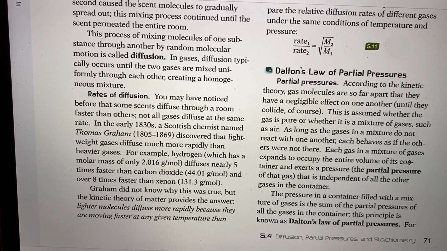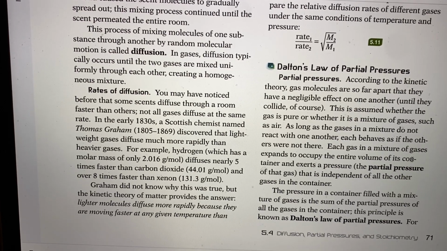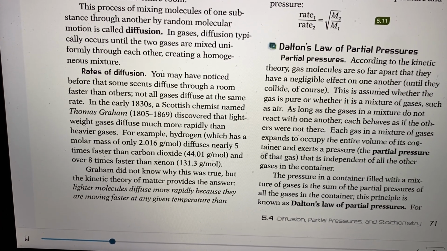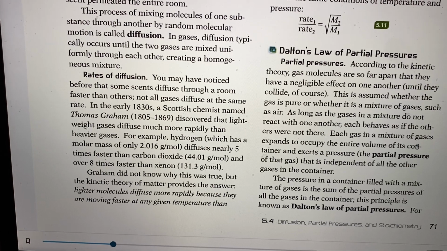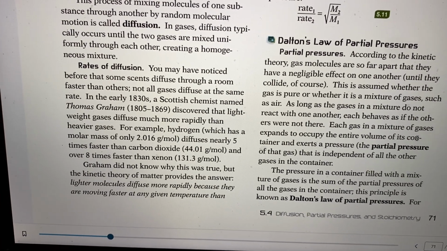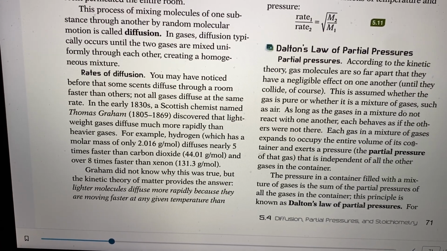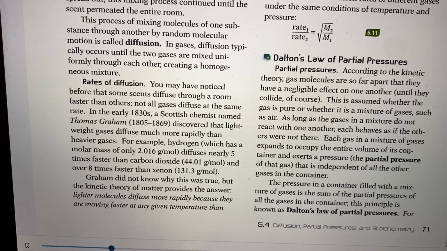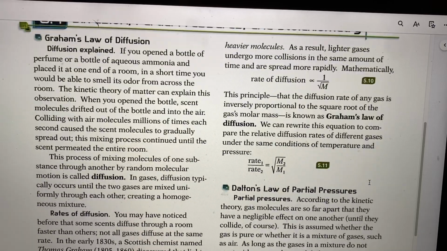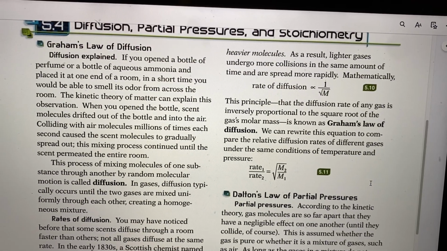Graham didn't know why this was true, but the kinetic theory of matter provides the answer: lighter molecules diffuse more rapidly because they are moving faster at any given temperature, right? Lighter molecules aren't so heavy, so they move faster. So when you have a lighter molecule, it's going to diffuse much faster. Say you have a lighter one in smell, and you can smell it quicker than heavier molecules.